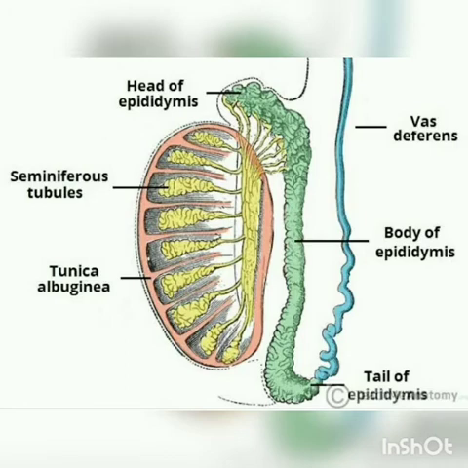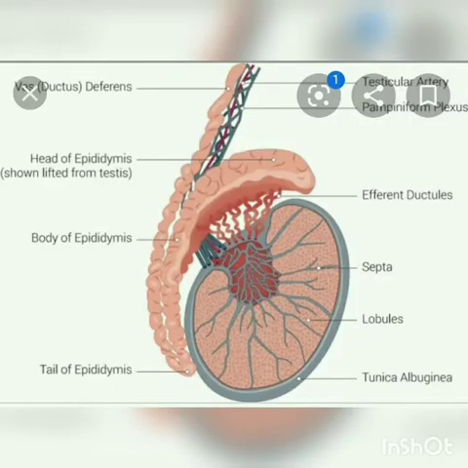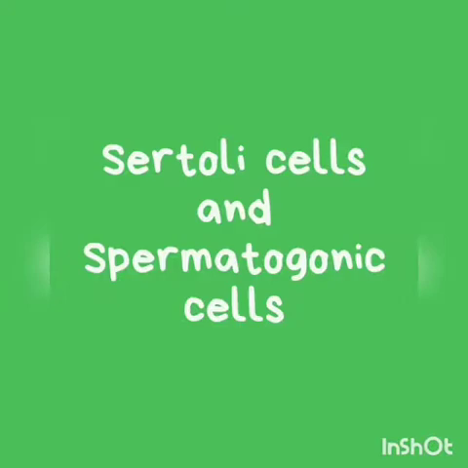Each testis is covered by tunica albuginea and is divided into many lobules which contain seminiferous tubules. These seminiferous tubules have two types of cells. One is the Sertoli cell, the other is the spermatogonial cell. Sertoli cells provide nourishment to the sperms and also secrete a hormone called inhibin. Spermatogonial cells differentiate to produce spermatozoa. Leydig cells secrete a hormone called testosterone, which initiates the process of spermatogenesis.